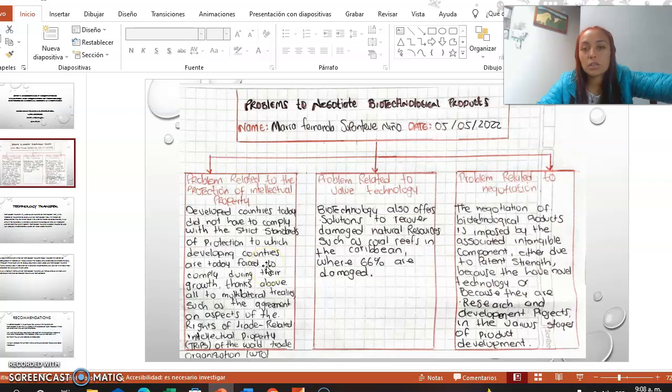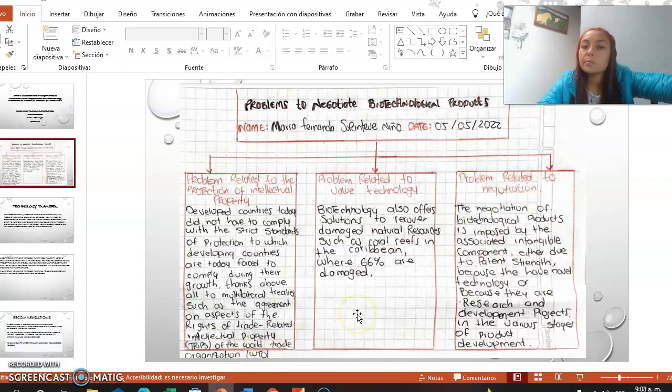Problems in the negotiation of biotechnological production. A problem related to the protection of intellectual property: developed countries did not have to comply with the strict standards of protection that developing countries are today forced to comply with during their growth, thanks above all to multilateral treaties. One of these is the Agreement on Trade-Related Aspects of Intellectual Property Rights, TRIPS, of the World Trade Organization.